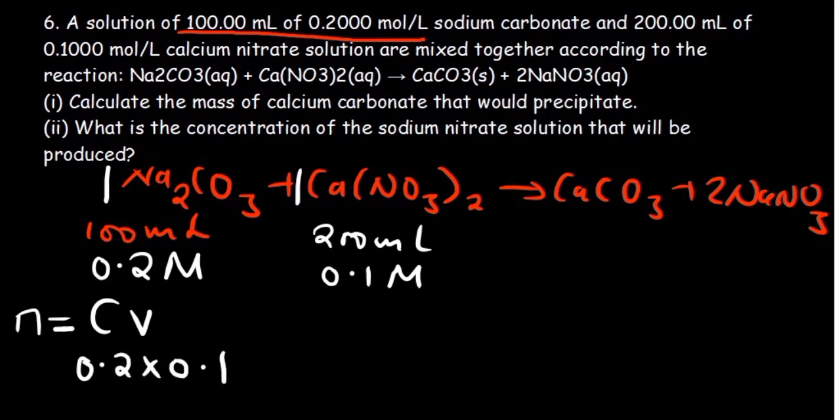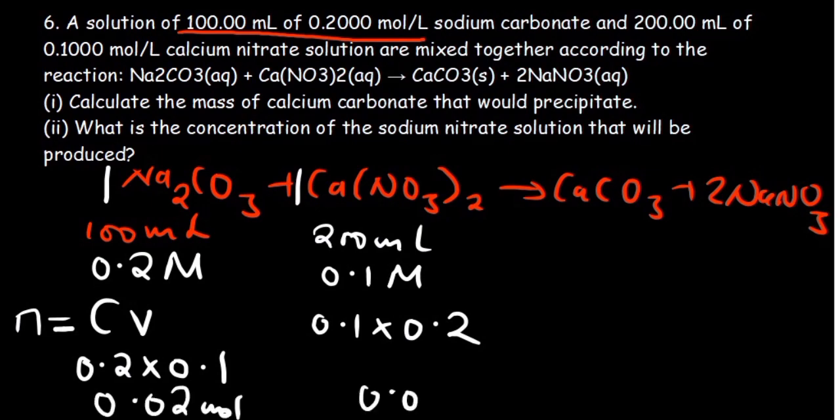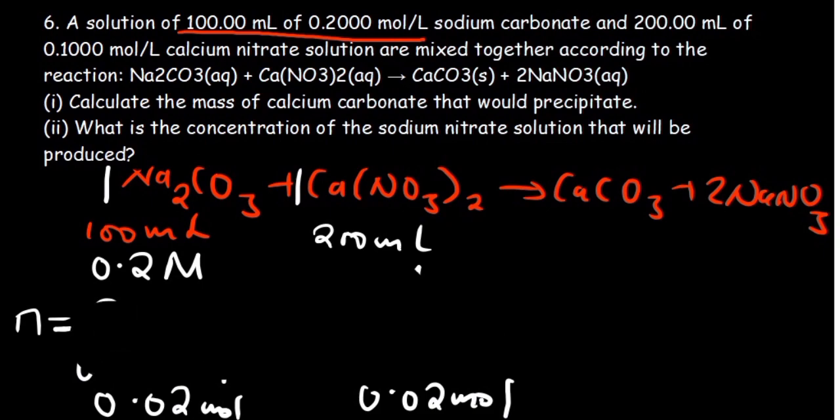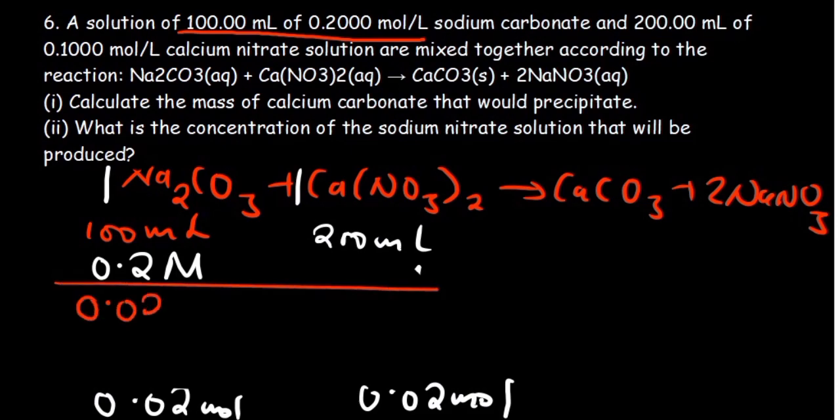Then for the other one we have 0.1 multiplied by 0.2, which is 0.02. For the other one, I'm also getting 0.02. And since these are in the ratio of 1 to 1, there is no limiting reagent. They are all going to react completely, so you can use either of the two to do your calculations. So we have 0.02 mole, then 0.02 mole.